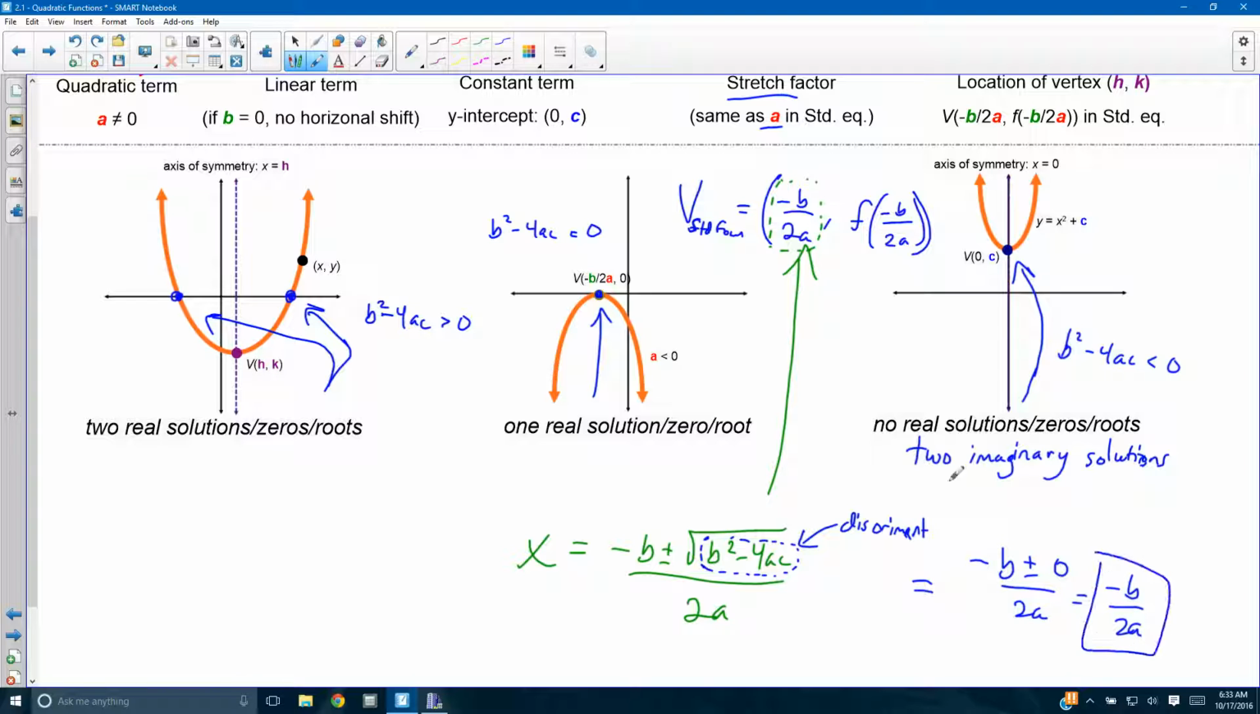Now, the only way for your parabola to only cross the x-axis once is if its vertex is on the x-axis. So if its vertex is on the x-axis here, okay, and if the x-intercept for that happens to be negative b over 2a every single time, because that's when you have a discriminant of 0, then your vertex must be at the point negative b over 2a.